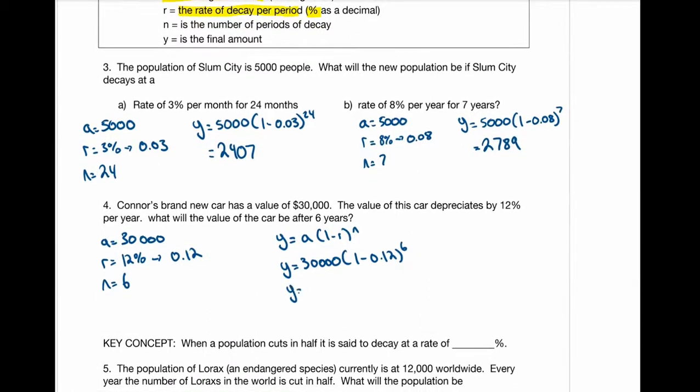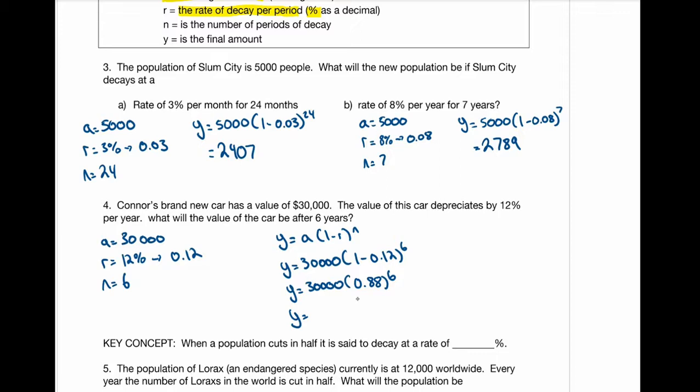If we want to, we could simplify. 1 minus 0.12 is 0.88 to the power of 6. So basically what it's saying is that after every year, my car is going to be worth 88% of the previous value.